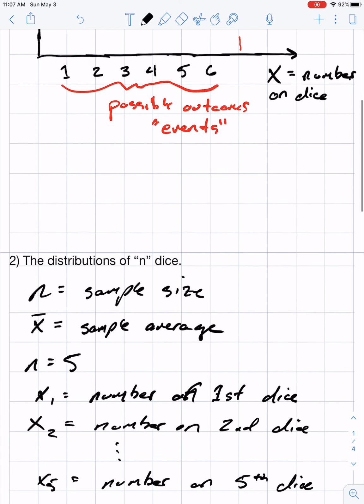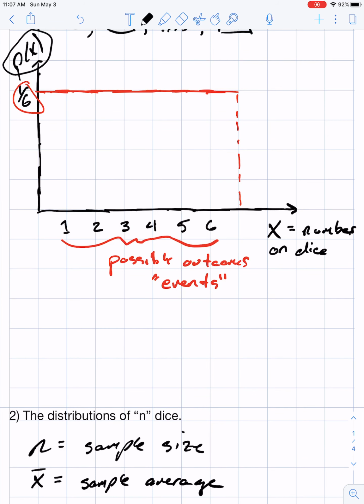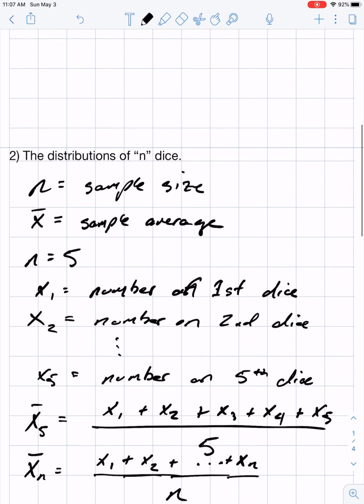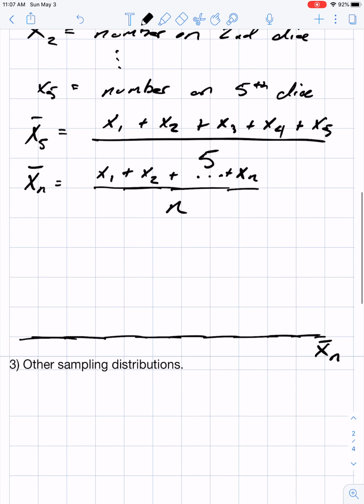Up here we saw that to get a 1, we had a 1/6 probability on just 1 die. Well, what would have to happen for me to get a 1? So 1, 2, 3, 1, 2, 3, 4, 5, 6. So what would have to happen? Let's move this over because I guess I used up too much space. So this axis is going to be x bar n.